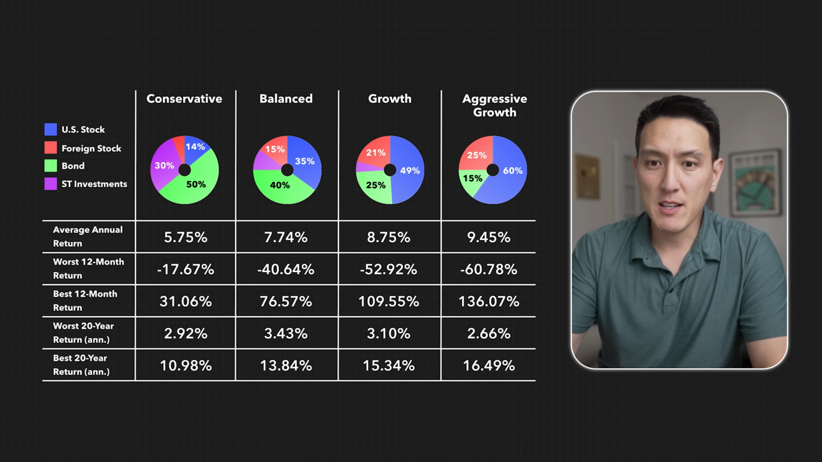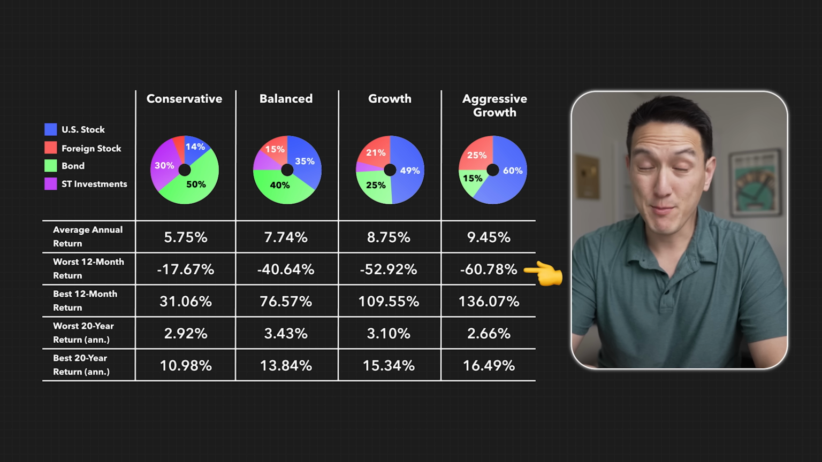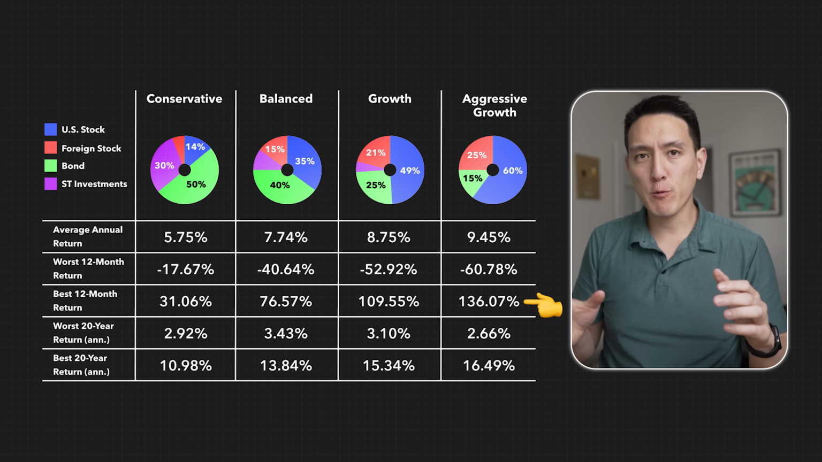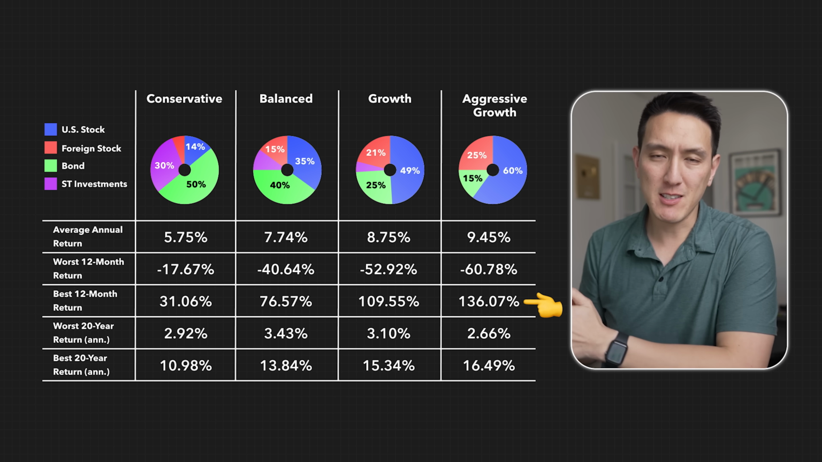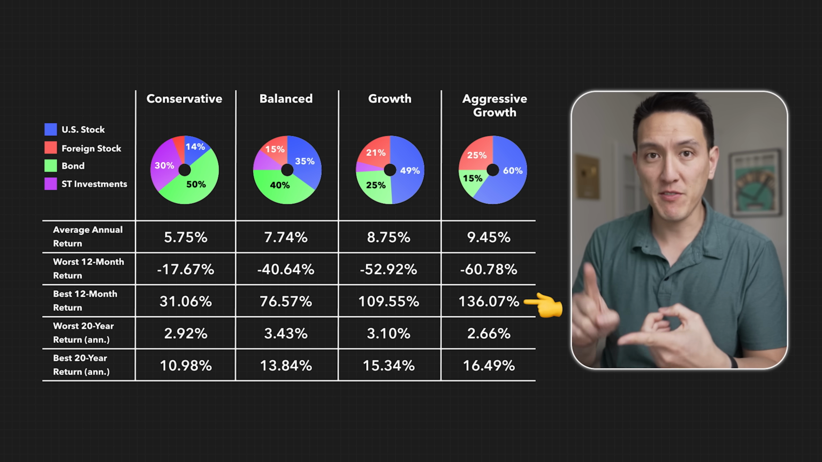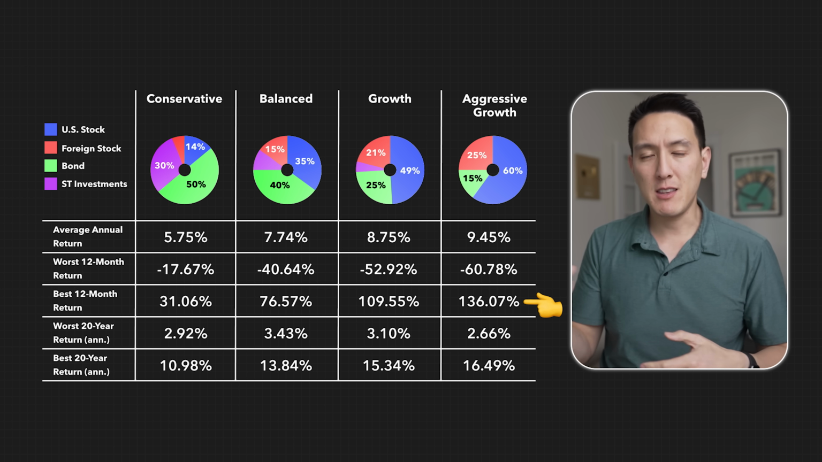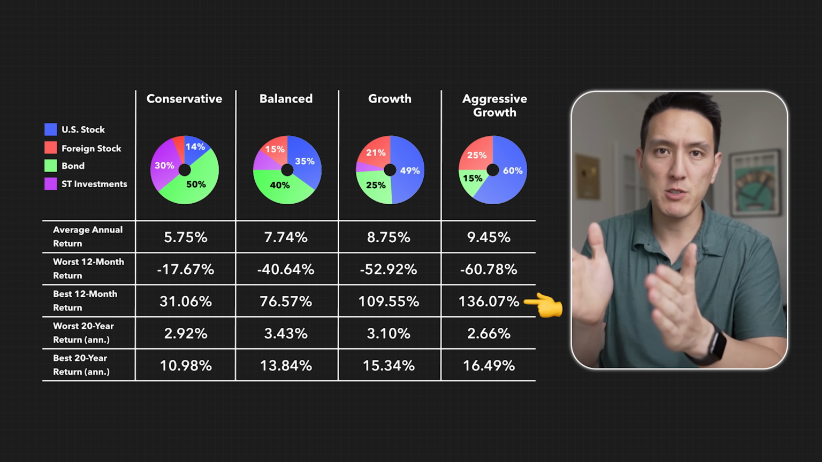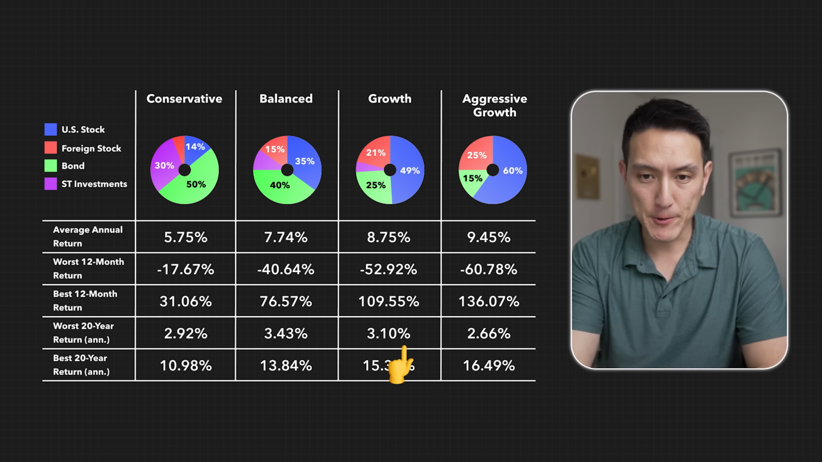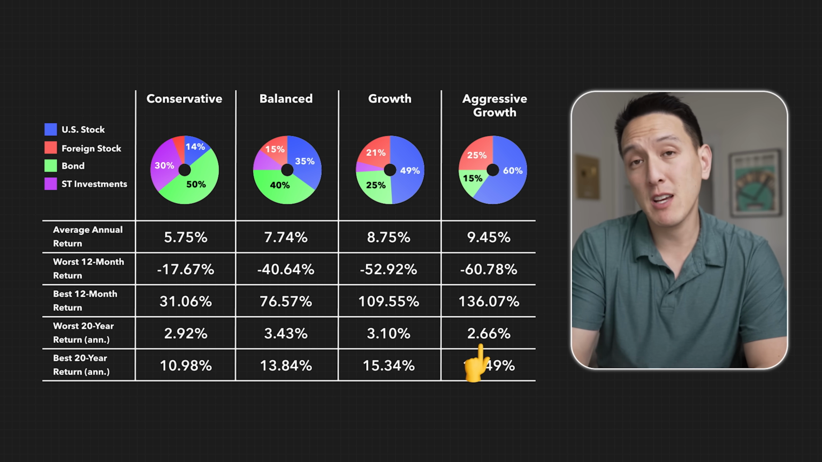What's also fascinating is that the worst 12-month return is minus 61% or close to that, and the best 12-month return is around 136%. Now these are over 12 months, so just like the data, as I said earlier, if you go over a longer term time horizon, let's say 5, 10, or 15 years, then these returns are going to converge slightly more to the mean. You can see that in all these approaches, the worst 20-year return annualized is still going to be positive, which is actually a really great sign.